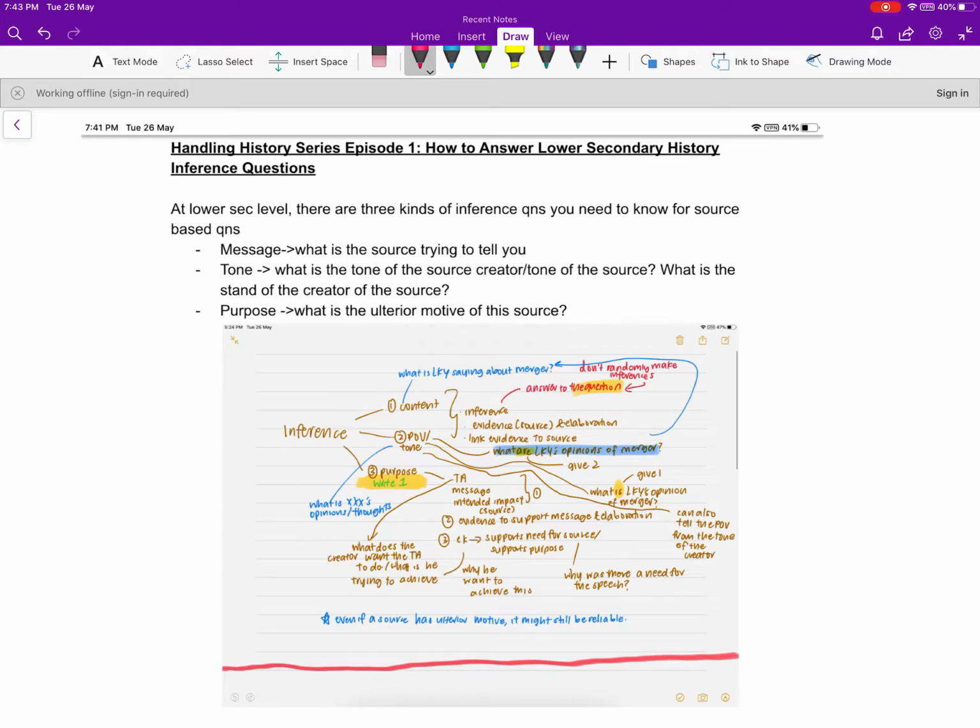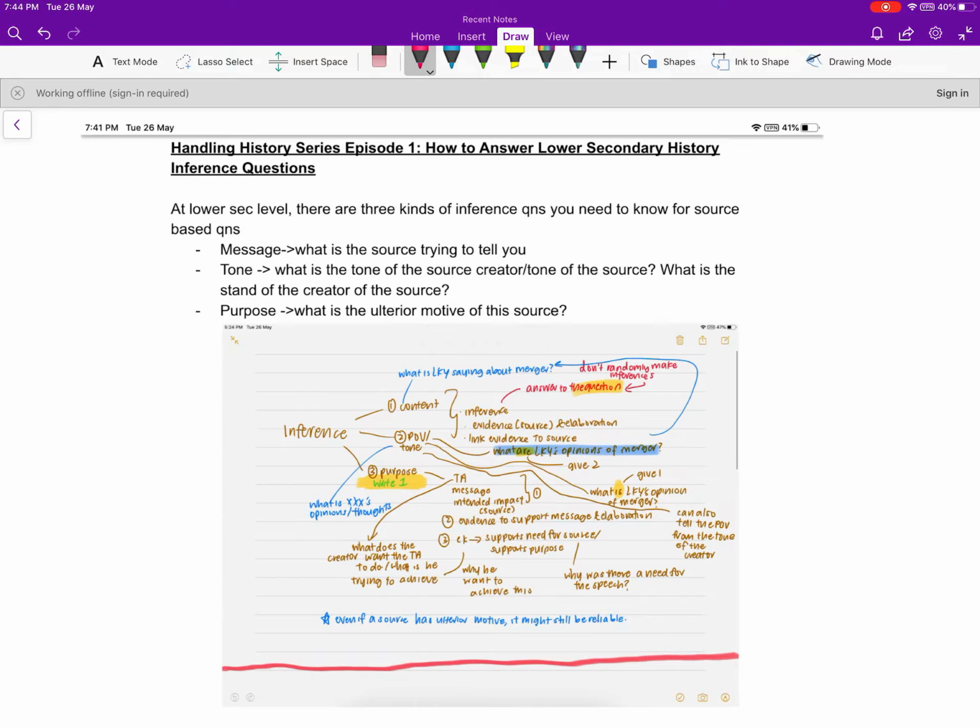So at lower sec level, there are three kinds of inference questions that you need to know for source-based questions. So basically, source-based question means that they'll give you a source and then you have to answer questions that follow it. There are three types of inference questions as what I said just now, and these three types are message, tone, and purpose. So for inference of message, it is basically what is the source trying to tell you.